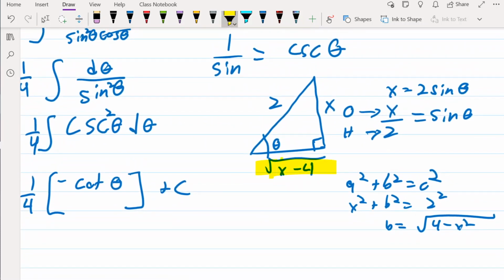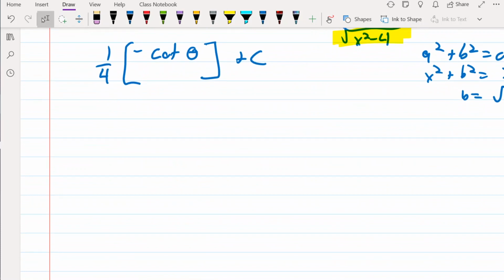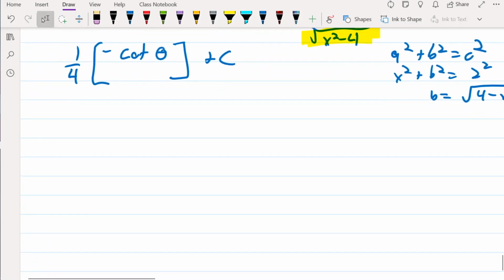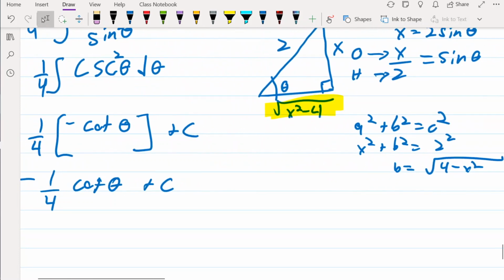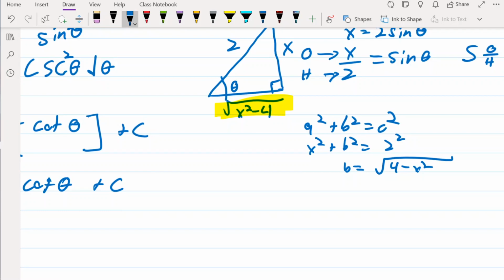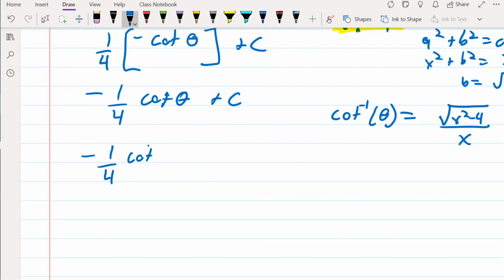So this right here and this right here are equal. And I think that's probably a very good shortcut-ish type thing on some parts of it. So we're going to have 1 over 4 cotangent theta plus c, and then we're going to have to solve for theta. So cotangent inverse of theta is going to be equal to the adjacent over opposite. So that will be the square root of x squared minus 4, all over x. So we're going to get 1 over 4 cotangent inverse of the square root of x squared minus 4 over x plus c.